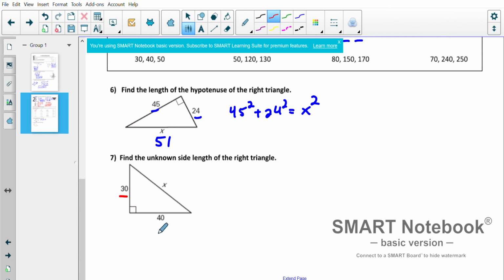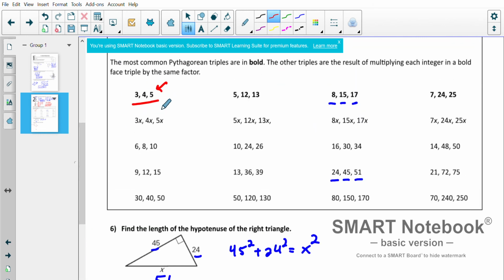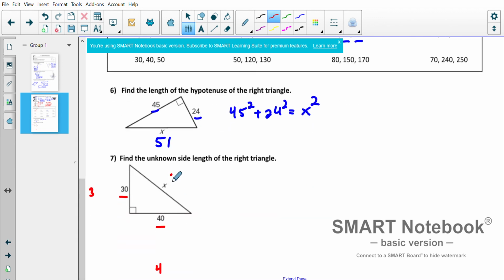Same thing here, 10 and 40. This really started as 3 and 4 multiplied by 10, that goes back to our first one, so 30, 40, and the hypotenuse has to be 50 without even plugging in. I recognize it, I know my table, the hypotenuse is 50, and then you're good to go from there.